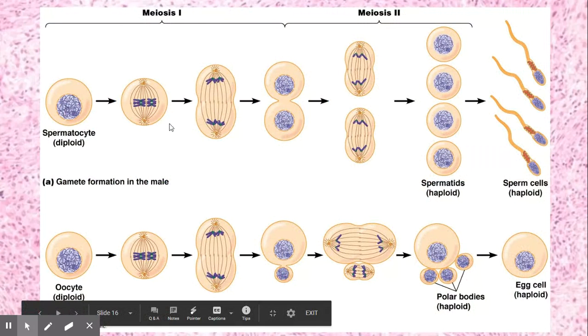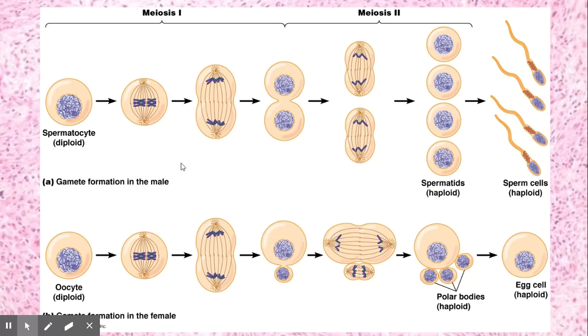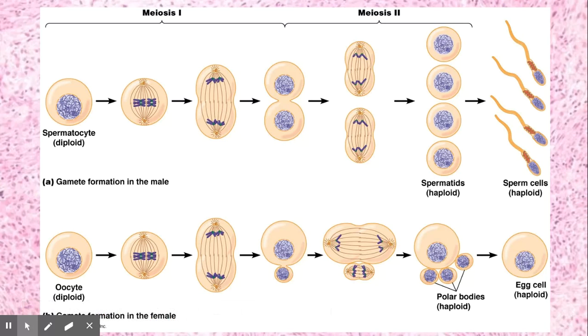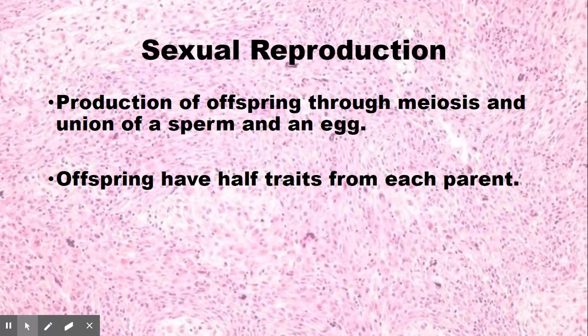So if we look at the top, we're dealing with sperm, and the bottom egg. So everything's very much similar until we get to this last portion. 4 viable sperm produced. We have 1 egg and 3 polar bodies. And that egg then can be used for sexual reproduction. So through sexual reproduction, 1 sperm and 1 egg are going to result in offspring that will have half the traits from each of the parents.